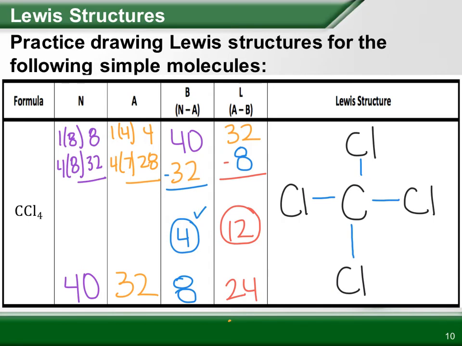And then the last step is to draw our lone pairs. And we have a total of 12 lone pairs that we're going to use. We look at chlorine, and it already has 2 involved in a bond. We needed a total of 8, so that means I need 6 more, which would be 3 lone pairs.